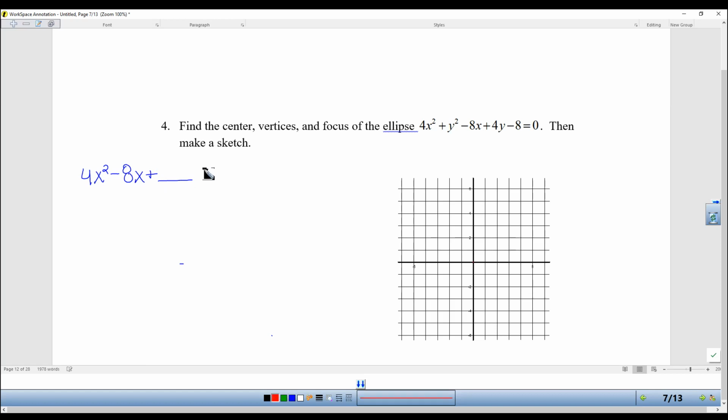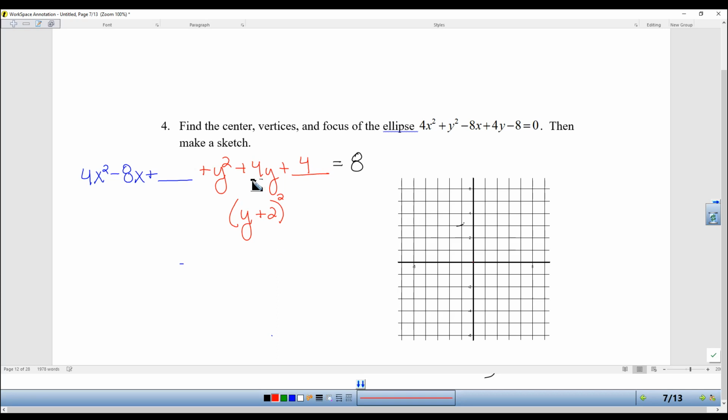Then I'm going to group all my y's together. Y squared plus 4y. I always put a blank in there so I can complete the square. And I always move any extra things, in this case the 8, to the other side. We'll do the easy one first. So to complete the square, you always take half of this number, and then you square it, and you write the answer there.